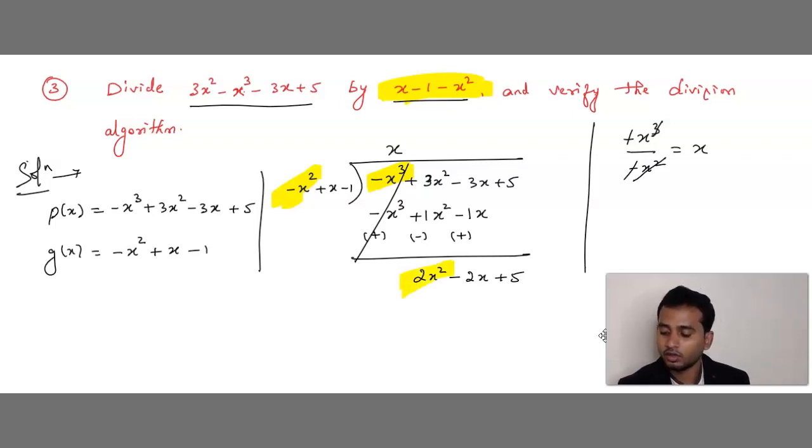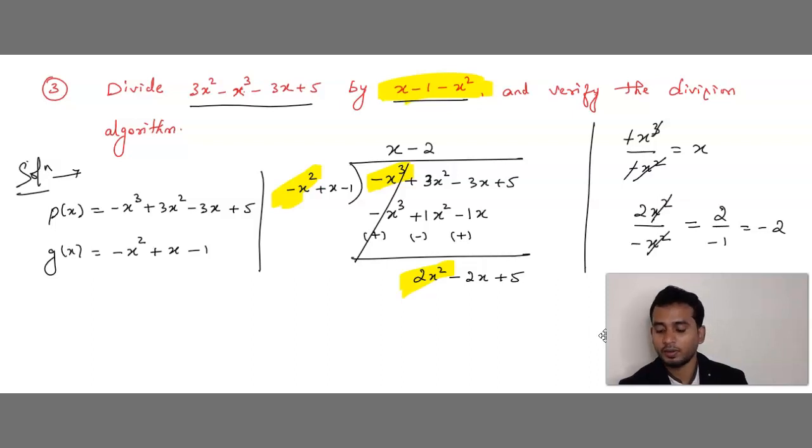2x square. Now again divide this 2x square by first term. What is this? First term minus x square. Now we can see x square get cancelled. It is left out as 2 by minus 1. That is nothing but minus 2. Okay. We write this minus 2. Now multiply. Minus into minus plus x square into 2 is 2x square. Plus into minus is minus. X into 2 is 2x. Minus into minus is plus. 1 into 2 is 2.